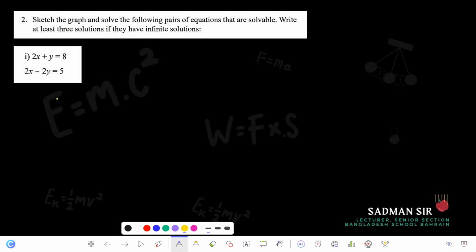So you can see 2 equations are given here, and first we need to find out whether they are solvable or not. Okay, you can see that. We have to check whether they are solvable or not.